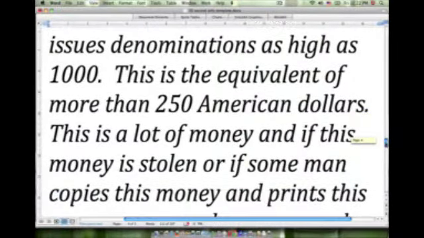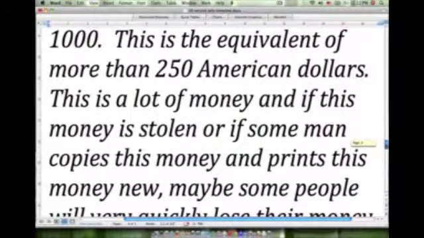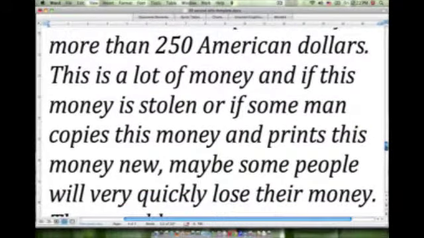Now the student's next sentence is a discussion of this example and shows us how this example makes it clear that carrying cash, carrying paper money, is less safe than carrying money as electronic funds. Now the student writes, "This is a lot of money, and if this money is stolen, or if some man copies this money and prints this money new, maybe some people will very quickly lose their money."